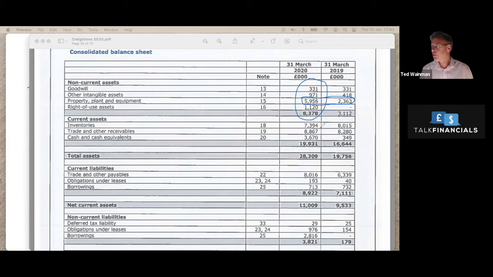In terms of the balance sheet, we noticed that there's quite high, sorry, the current assets. So the current assets are things that we own, which are either cash or going to become cash soon.